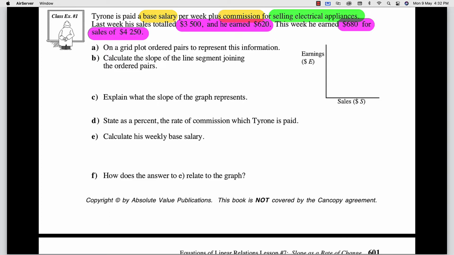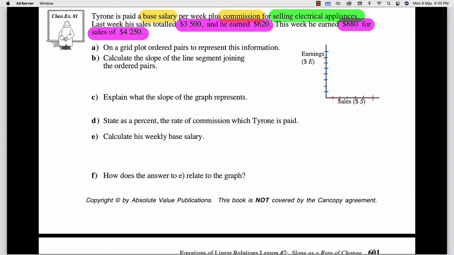So what we need to do is put these points onto the graph. So the earnings, we can see the most they've got there is 680. So I might want to go up a little bit higher, like something like 800. So I'm going to divide this like 1, 2, 3, 4, 5, 6, 7, 8. Go a little over and above that. And the amount of sales that Tyrone made were a maximum of 4,250. So maybe I'll go to like 6,000. So 1, 2, 3, 4, 5, 6. In this case, I'm utilizing most of the graph.